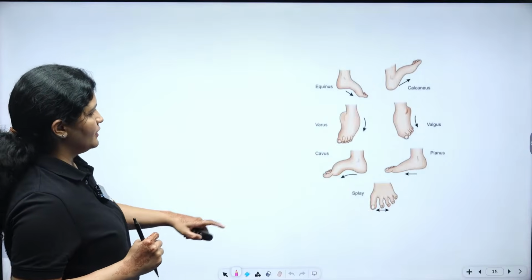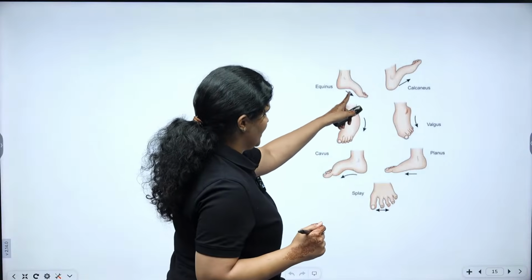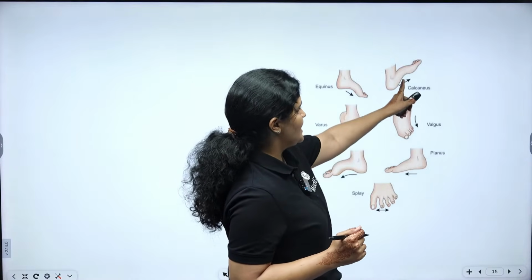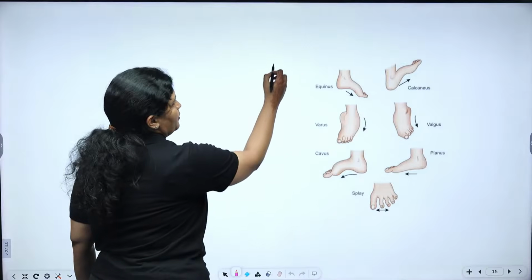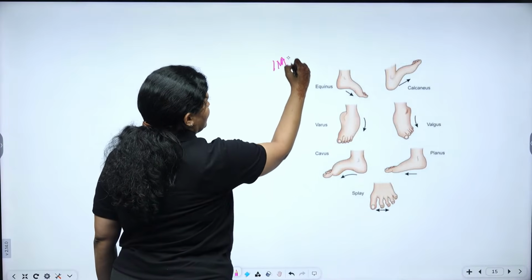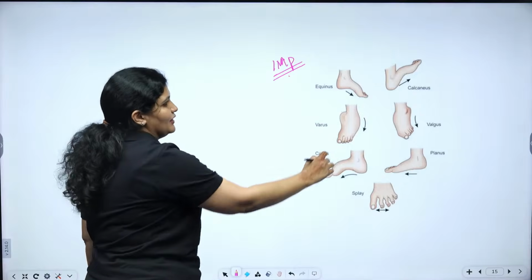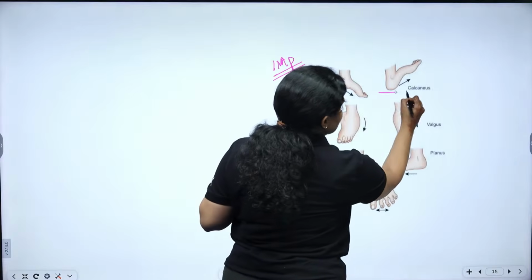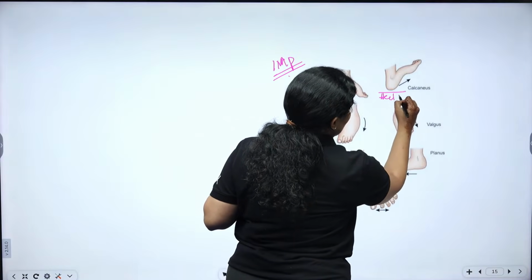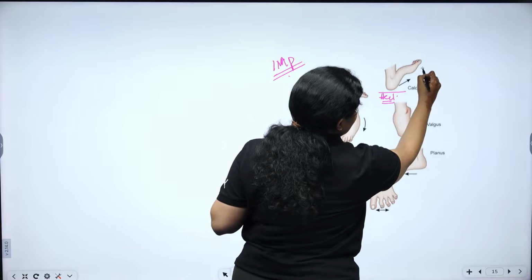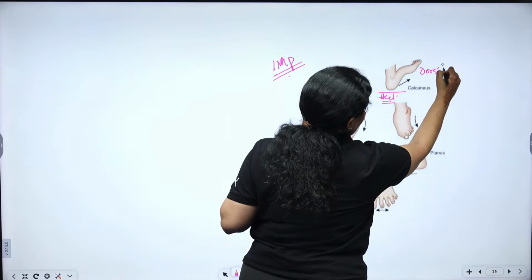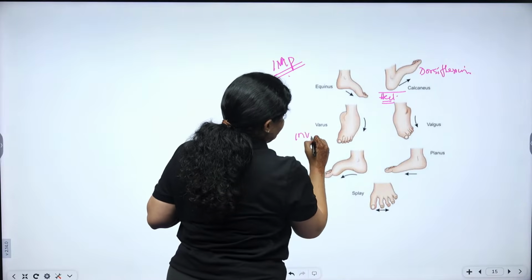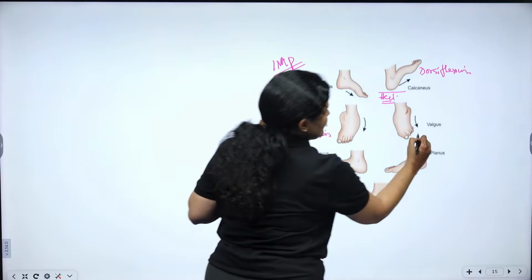So again I have put everything for you. So this is equinus, this is varus, cavus, planus, valgus, calcaneus. Okay. So this is very important. I am predicting this will be asked again. So I have given it in detail. If you see, equinus is toe touch. And this calcaneus, if you see, is heel touch. So the entire foot is on the heel, on the calcaneum, and this is called dorsiflexion.